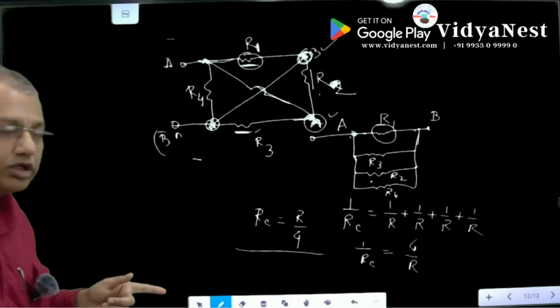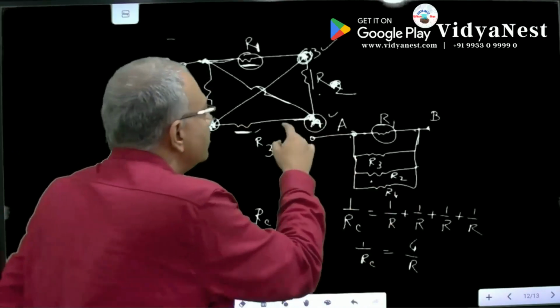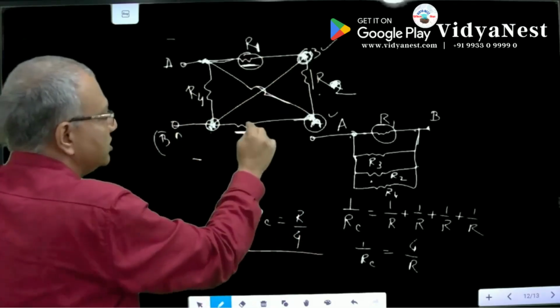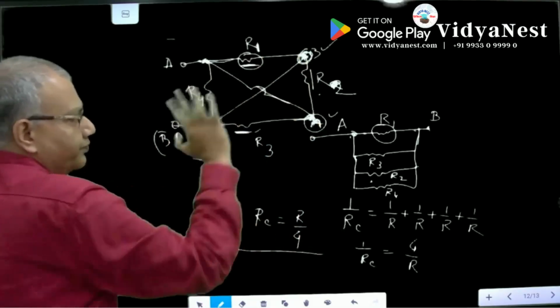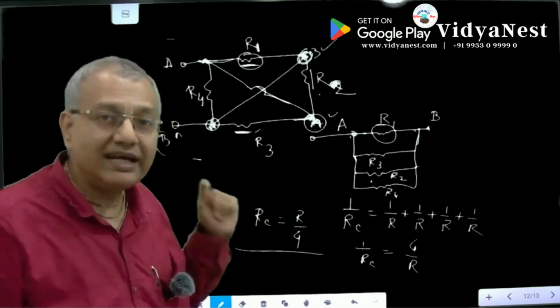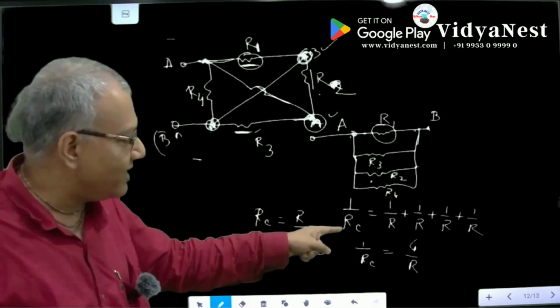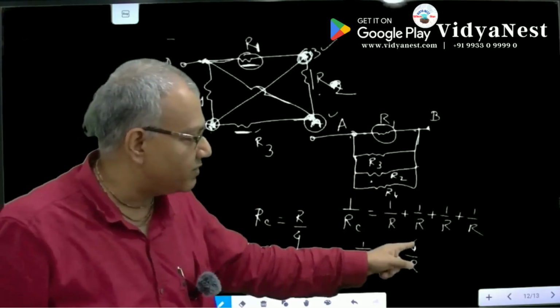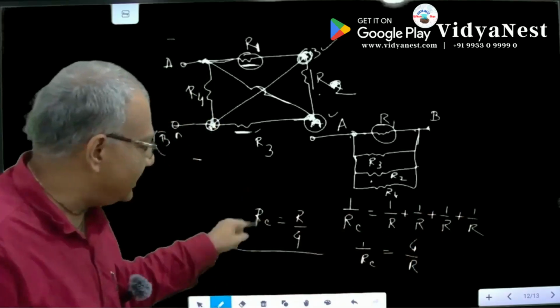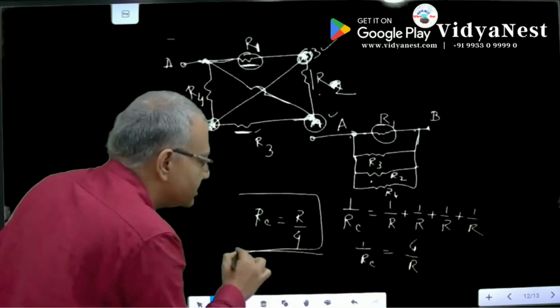So, we can conclude from this diagram that these resistances 1, 2, 3, 4 are connected in parallel, and 1 by R equivalent is equal to 1 by R plus 1 by R plus 1 by R plus 1 by R, ultimately concluding that the equivalent resistance is R by 4.